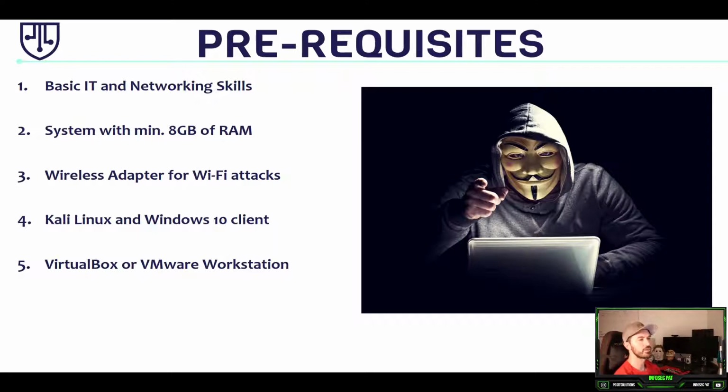Some prerequisites that I think will be handy to get the best out of this course would be having basic IT and networking skills, a system that has at least 8 gigs of memory, and a wireless adapter for Wi-Fi attacks. So something like this guy. I have an Alpha here. You can see it, and it's a pretty cool wireless card. You don't have to get something like that. That was about, I think, $70 US. But you can get something on Amazon.